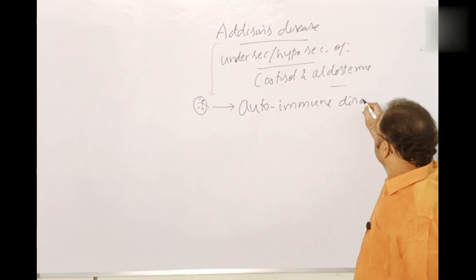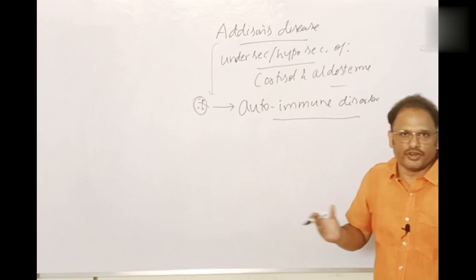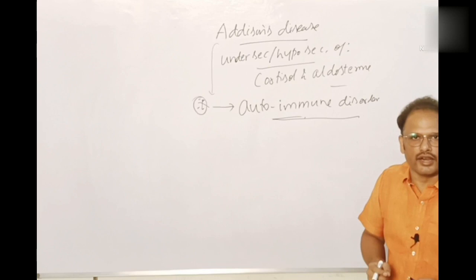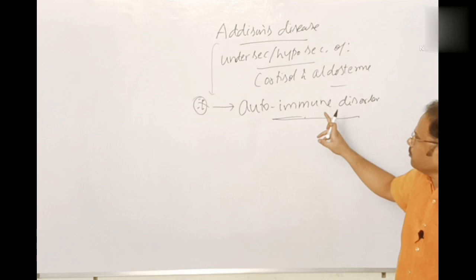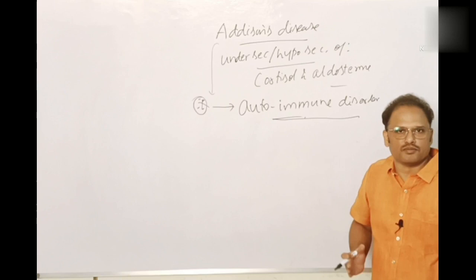What is an autoimmune disorder? In a previous video, I already explained it, so no need to explain it here again. Autoimmune disorder, in just one sentence: the body's antibodies turn against the person himself. Actually, antibodies are supposed to protect the person. But in certain very rare cases, the person's antibody turns against the person himself. That's what is called an autoimmune disorder.